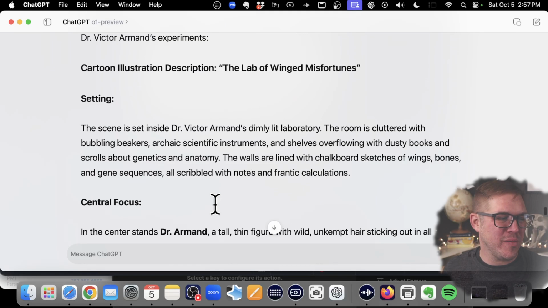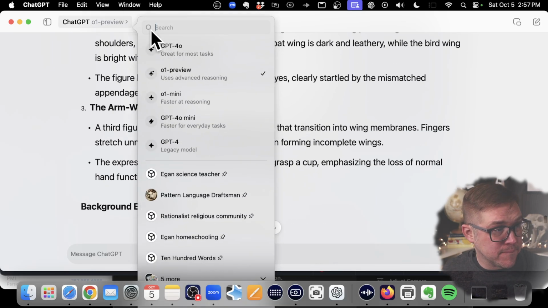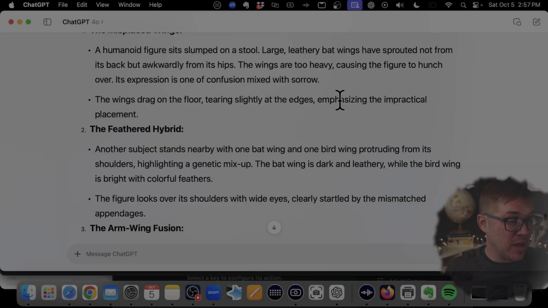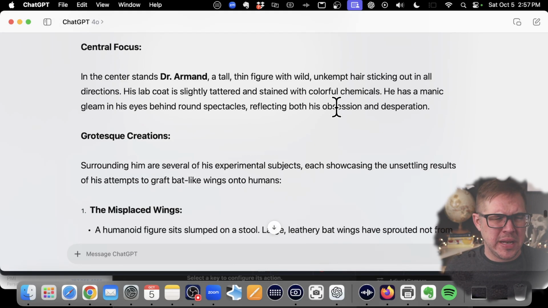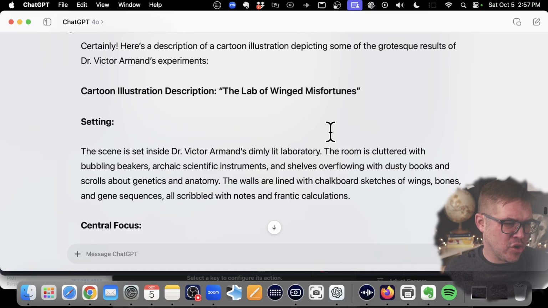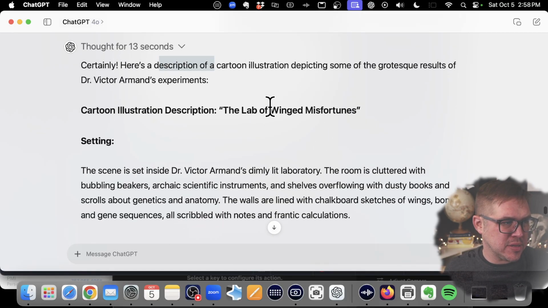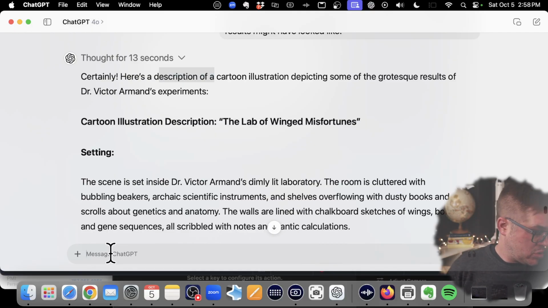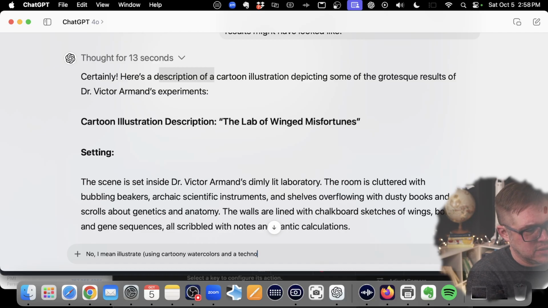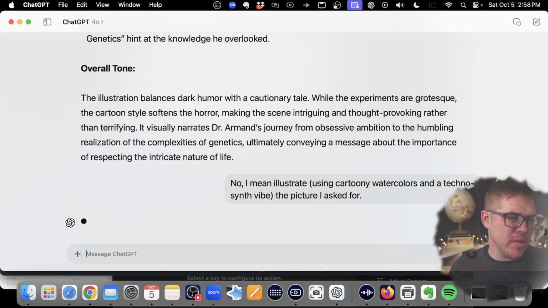You can take a look. Wait, this isn't an actual, oh, sorry. The search models, the researching models, they don't actually tap into being able to give pictures. I think that's the correct thing. So instead, they described it. Now that I switch back to 4.0, I mean, illustrate using cartoony watercolors and a techno synth vibe the picture I asked for. Okay, so we'll come back to that if it actually succeeds in doing this.